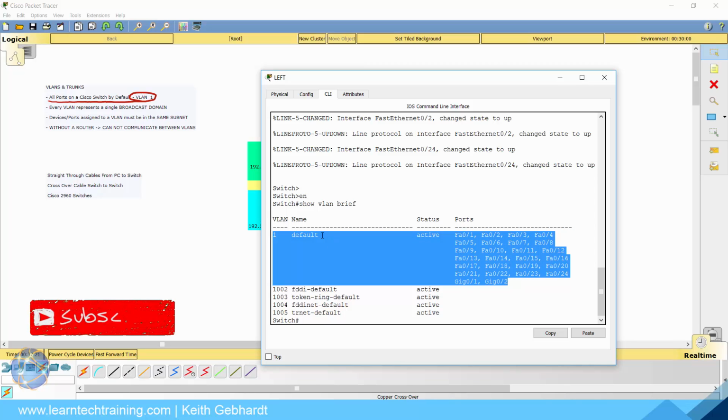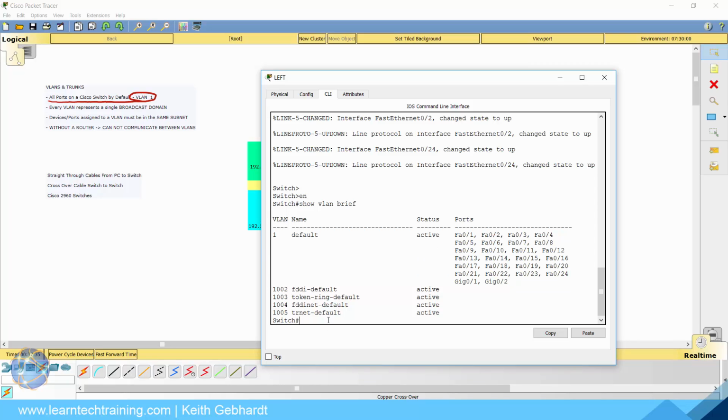Now remember, that is default. This cannot be changed. You can never alter the default VLAN on a Cisco switch. We can move ports out of it into other VLANs we create, but we can never exactly get rid of or change the default VLAN. That is just by Cisco's operating system, okay?